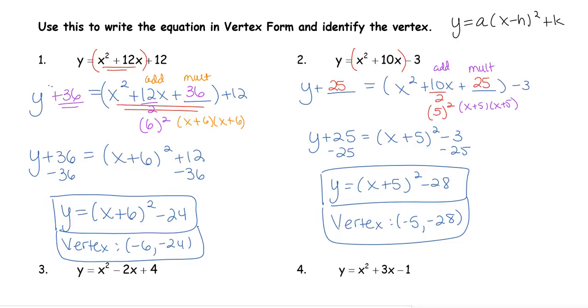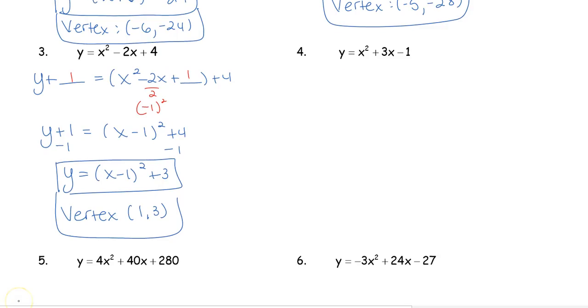All right, why don't you go ahead and press pause now and try number 3 on your own. All right, go ahead and check to see how you did. If you need to pause and go back and make corrections, go ahead and do that. Let's move on to number 4.